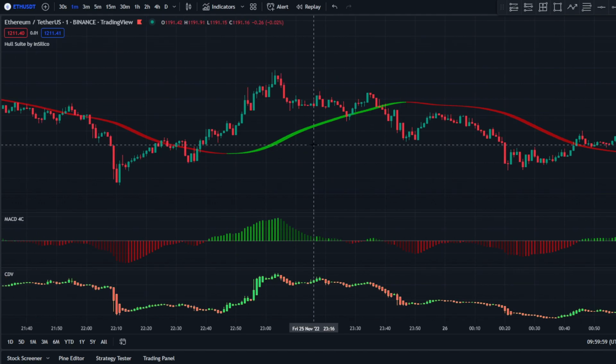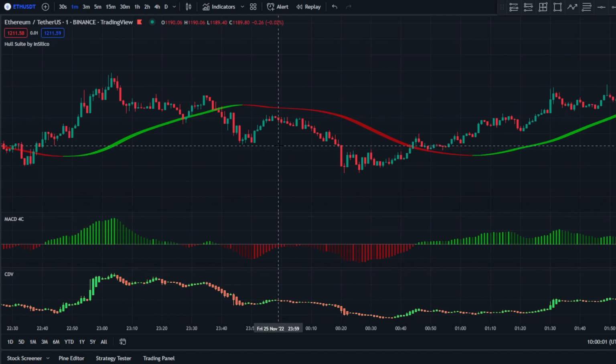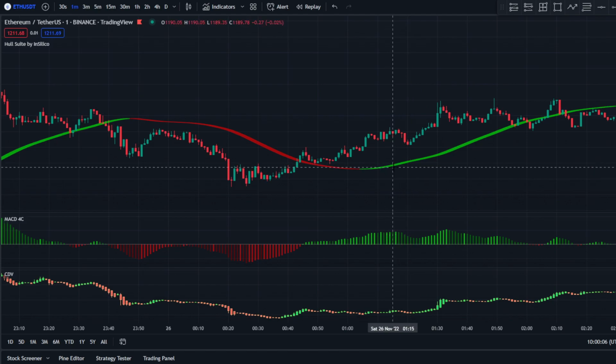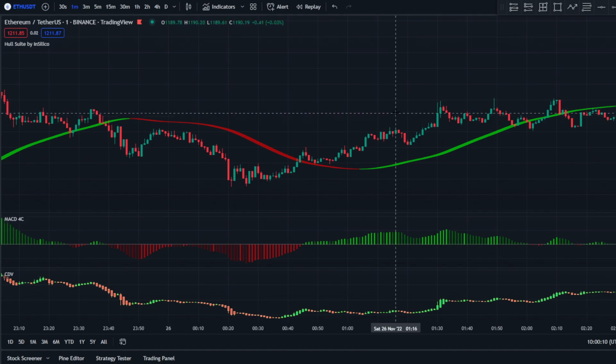So the rules for this is very simple. For you to take a long position, price must be above the house sweep, which is this line here, and the house sweep must be green in color. So right here, this is a valid line for you to take.